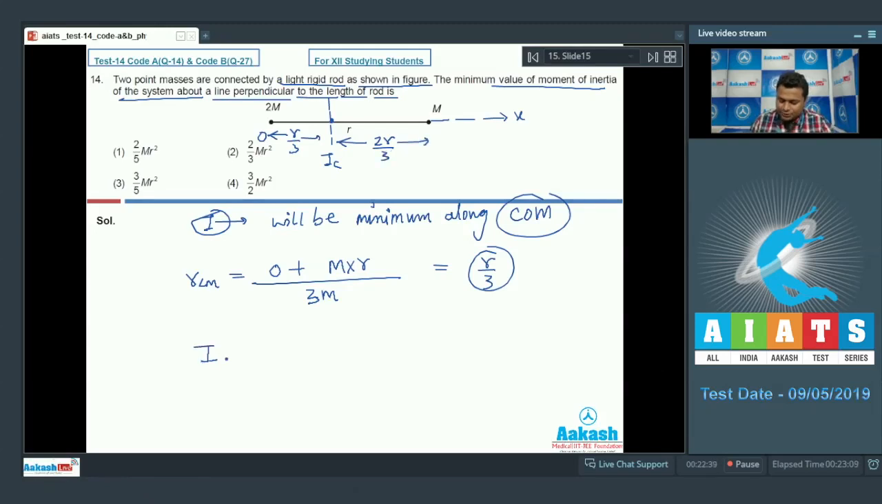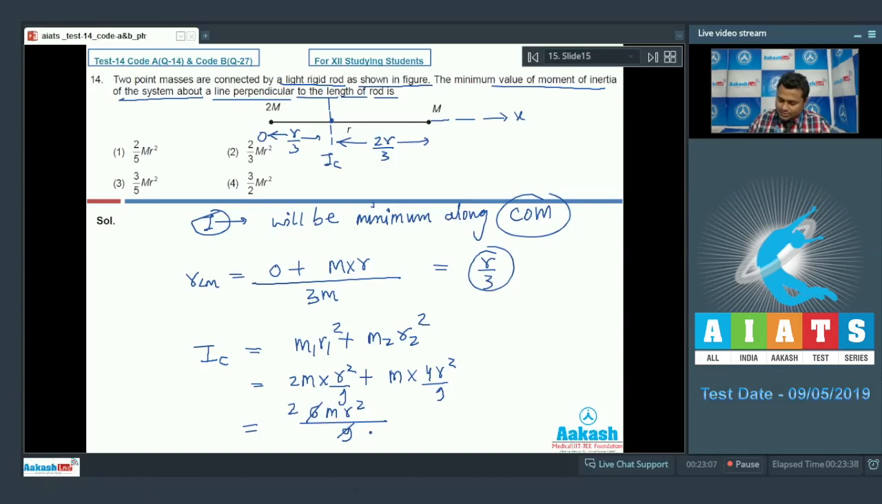The total moment of inertia about the center of mass, IC, will be M1R1 square plus M2R2 square. M1 is 2M, R1 is R by 3, so R square by 9. M2 is M, R2 square, that is 4R square by 9. Taking LCM the same, 2mr square plus 4mr square, that is 6mr square.